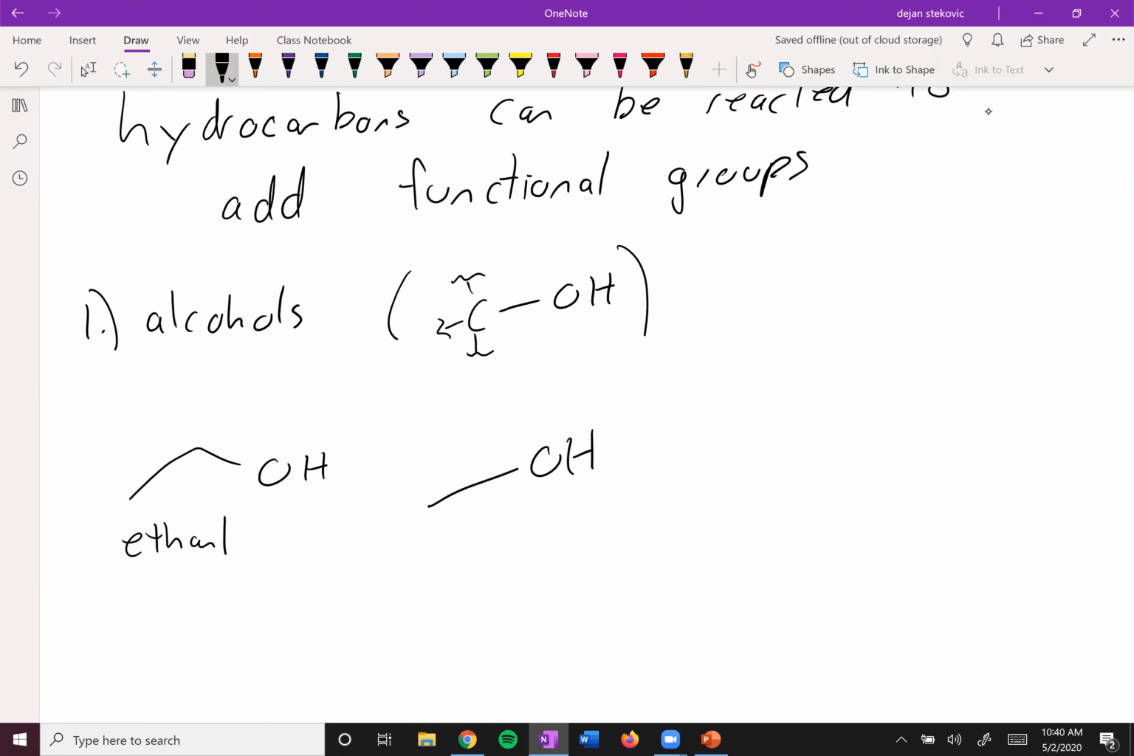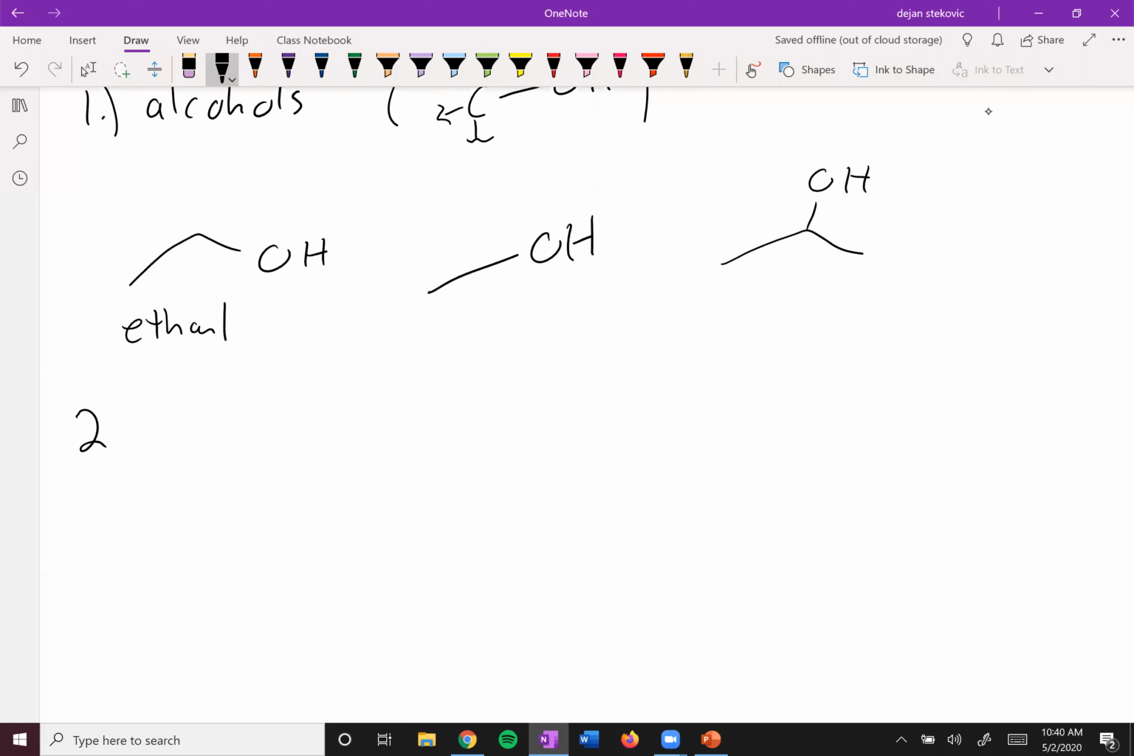Then you have methanol, only one carbon. If you drink this, you'll actually go blind. And then you have this one, isopropanol. This is the alcohol you use for cleaning and stuff. So you don't have to name the individual alcohols. You just have to be able to recognize an alcohol group or draw an alcohol group.